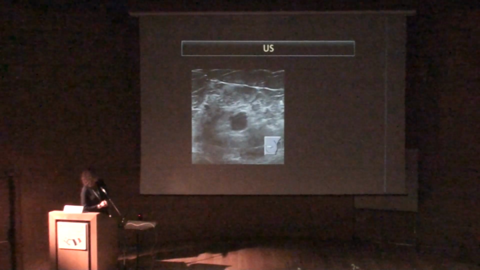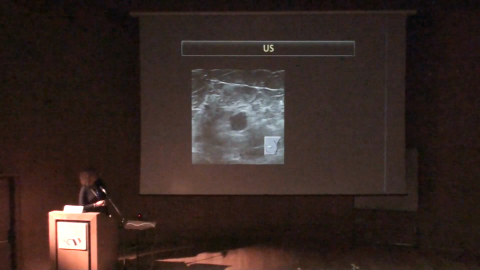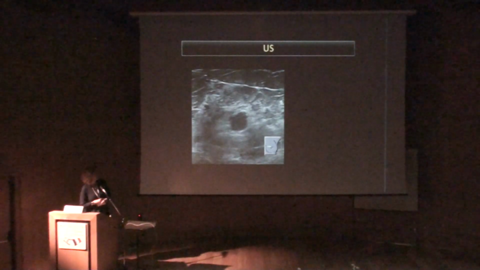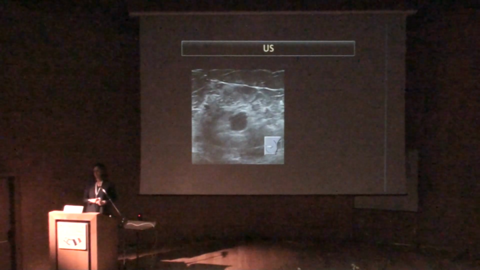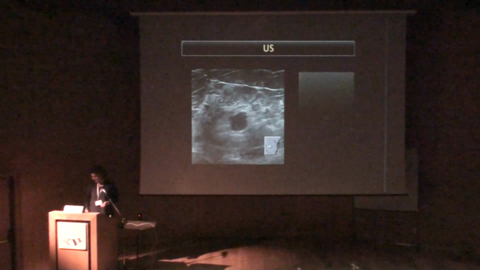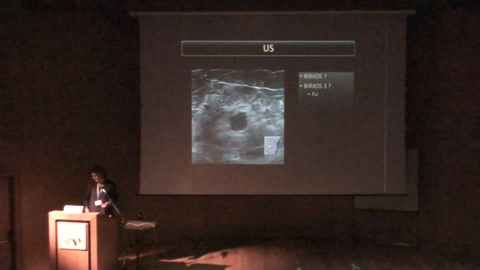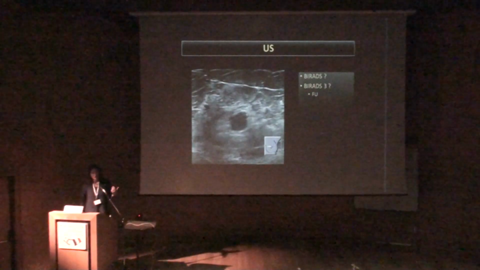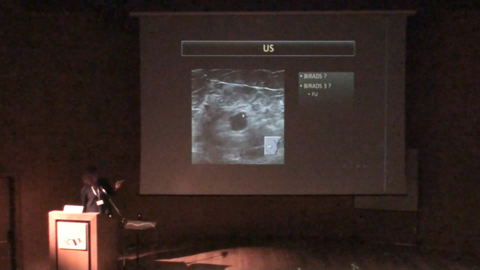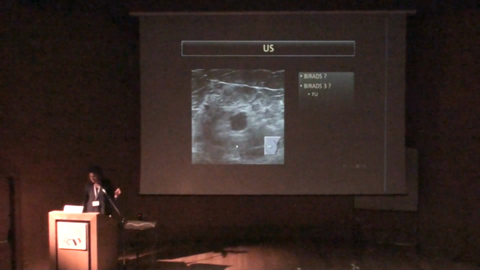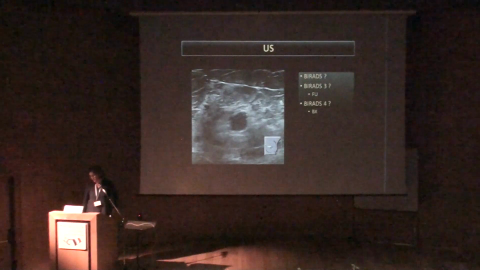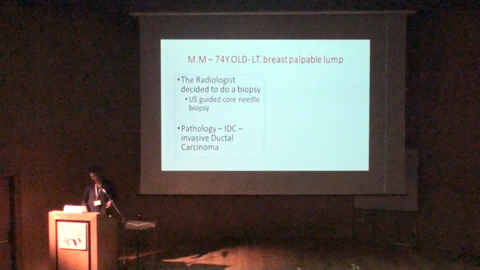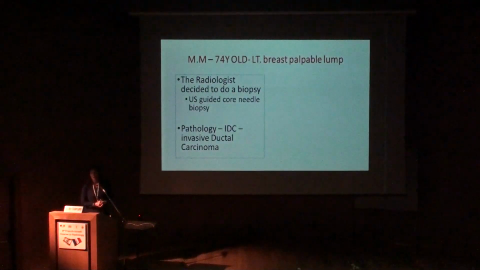On ultrasound, we see this hypoechoic, round, taller-than-wide lesion. Someone can say, maybe it's a cystic lesion, with some posterior enhancement, but it's taller than wide, and I agree it's a BI-RADS 4, and she had a biopsy. On biopsy, it was invasive ductal carcinoma.